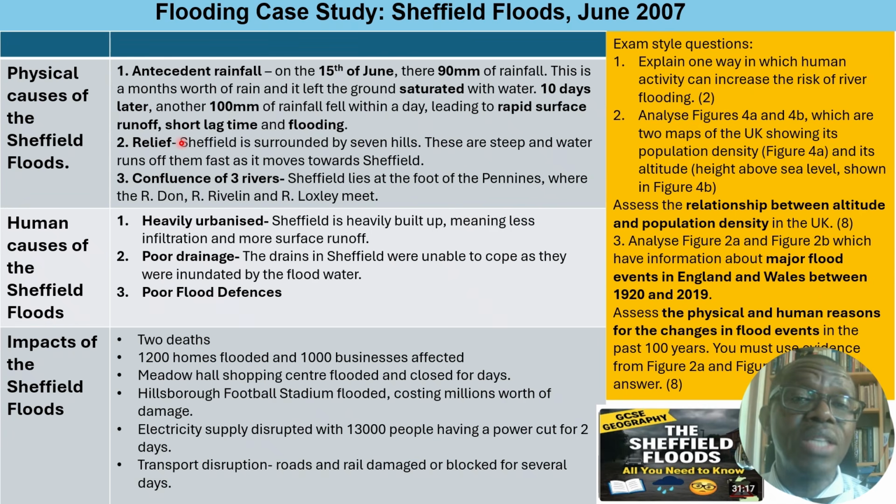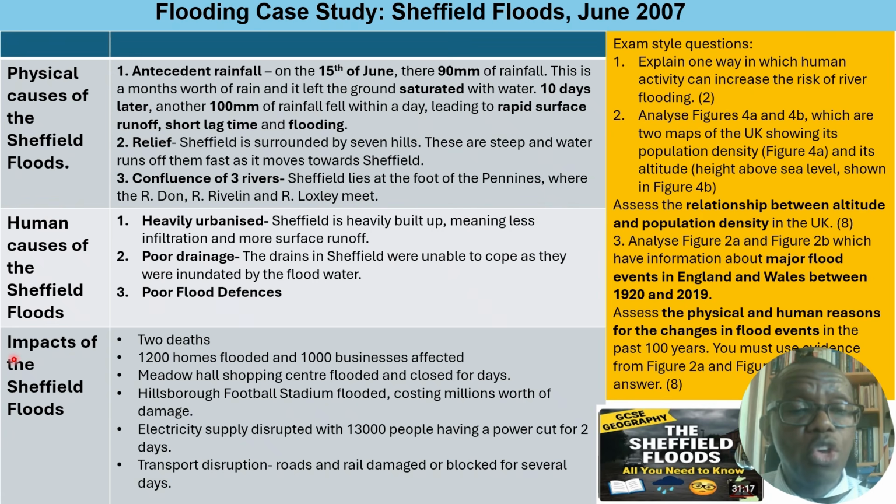And then that is made worse by the fact that it's at the confluence of 3 rivers. Now, that being the River Don, the River Rivelin, and the River Loxley. These rivers are bringing a lot of water into Sheffield, and then they merge into one in Sheffield, meaning that water is likely to overflow from the river due to the volume of it that is arriving at the same time and merging into one. Now, those are the physical causes.